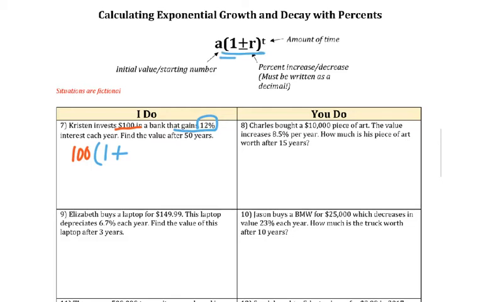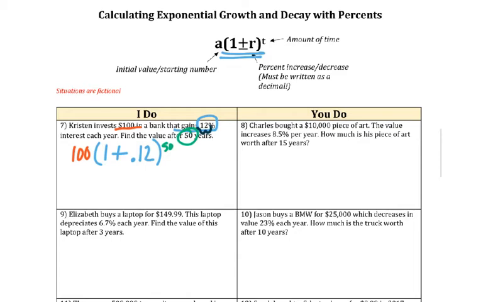So we use this formula. If it's a growth, it's a plus sign. If it's a decay, it's a minus sign. This one is gaining, so it's 1 plus. And then 12%, remember last time we said percents? You have to move the decimal 2 places to the left. So 12% is actually 0.12. And then the question, how many will there be after 50 years? So 50 is my time.